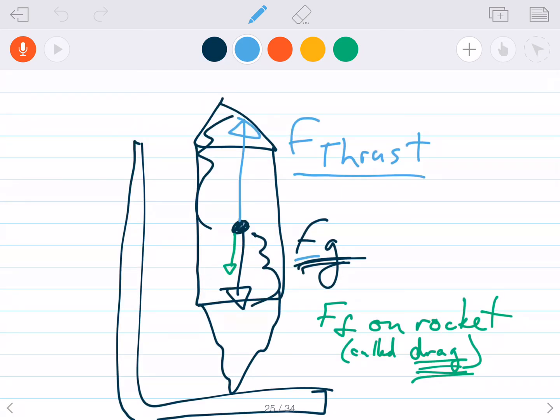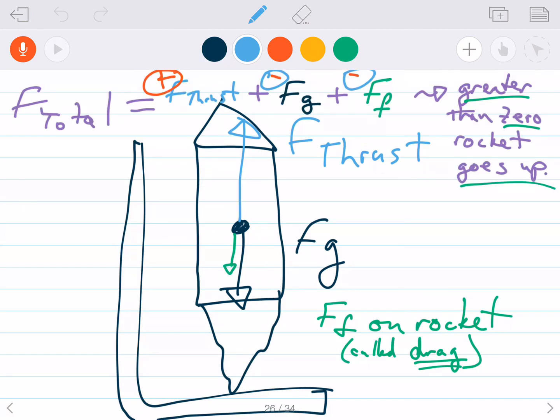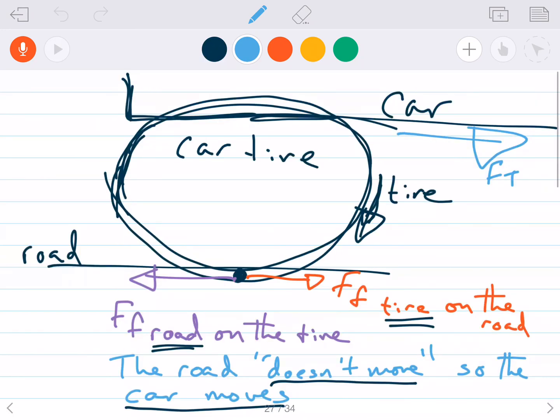But in our total diagram, because we're concerned about the rocket, we have the force of gravity, we have thrust, and then we have the force of friction. For our rocket to go up, the total force, the thrust plus gravity plus friction, has to be greater than 0. And actually, it has to be significantly higher than 0 for the rocket to climb as high as we want it to go.